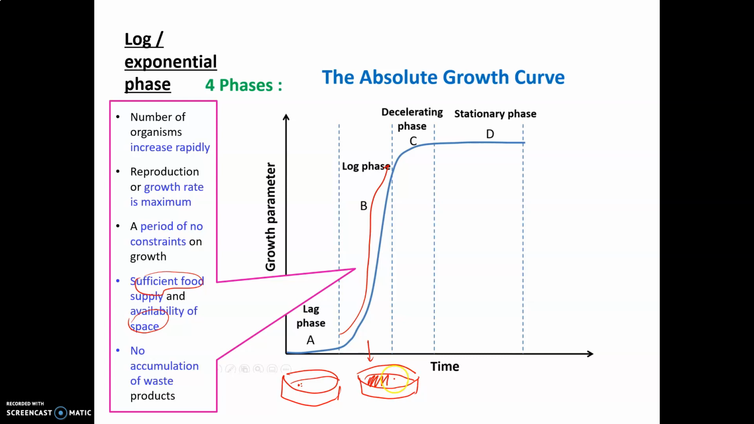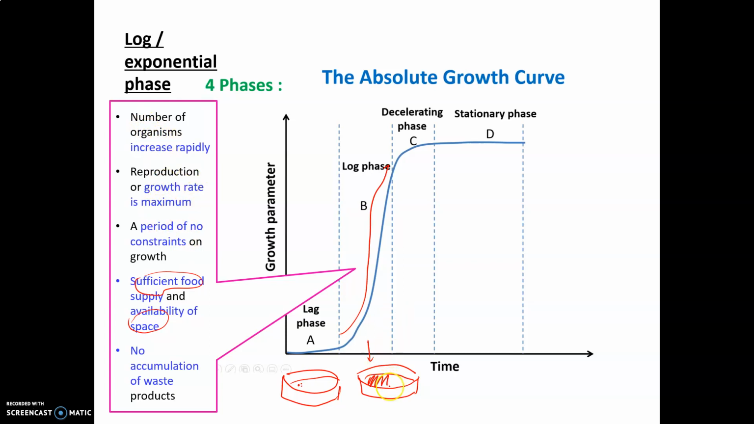And pada ketika ini disebabkan masih tidak ramai, so tidak ada waste product yang akan terkumpul. Okay, masih lagi boleh bertahan lah. That's why the growth is very exponential ataupun log exponential phase kerana due to this sufficient food supply and because of this availability of the spaces, and that leads to the period of no constraint. Hasilnya, the number of organism increases rapidly because the growth rate is at maximum.